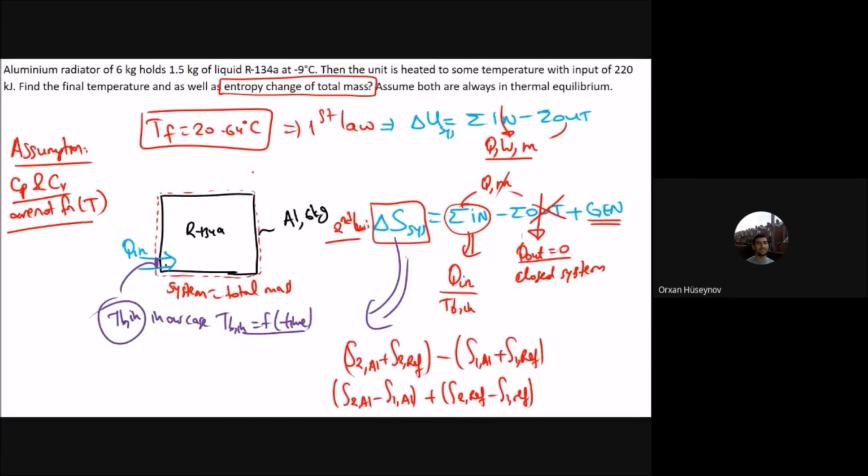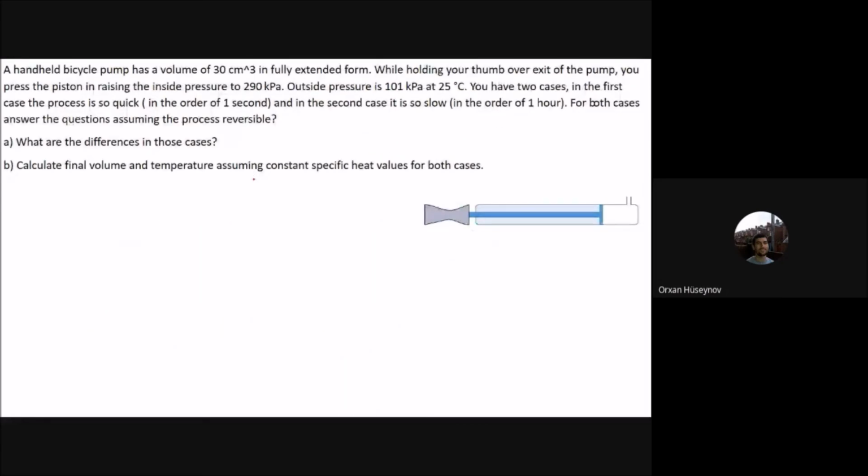Now comes the third example. We have a handheld bicycle pump with a volume of 30 centimeters cubed in fully extended form. So this is the handheld bicycle pump. And when it is fully extended, for example, the piston is somewhere here.